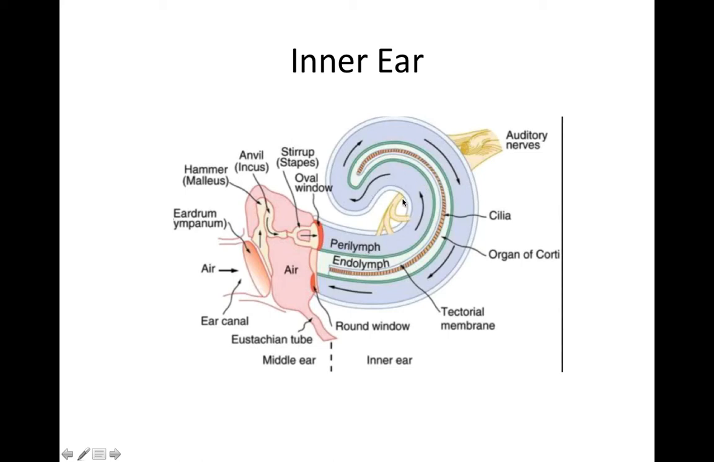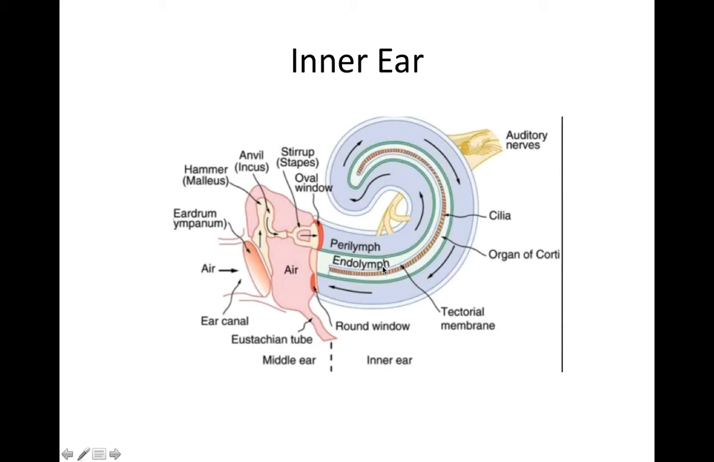Okay, the scala media is going to be this center area here. And the scala vestibuli is going to be this area here. So each of these is divided. This picture in its entirety is showing you the cochlea. The vestibular membrane is going to separate the scala vestibuli from the scala media, and that's going to be this darker green here. It separates these two.